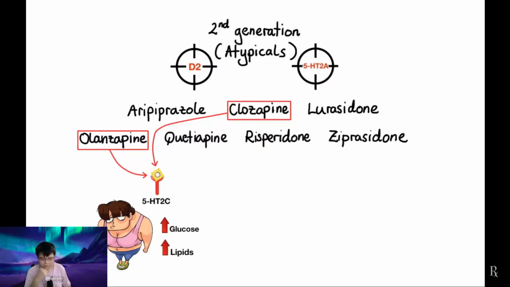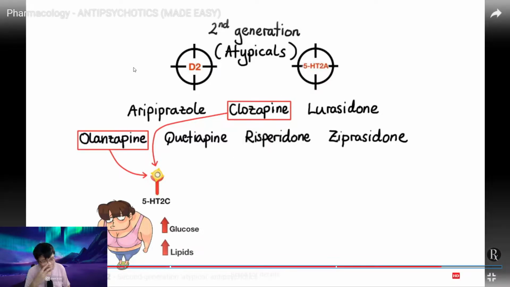Wait, it's not just clozapine and olanzapine. Technically, clozapine, olanzapine, quetiapine, risperidone, they all cause metabolic side effects. So why is it clozapine and olanzapine that are boxed? Because they have the highest risk. But quetiapine and risperidone can actually affect metabolic parameters even at low doses. That effect is not dose dependent. We're not sure if it's just 5-HT2C or in tandem with H1. It might also be the M3 receptor. It might be a mystery receptor. We don't know. But again, it's not just clozapine and olanzapine.